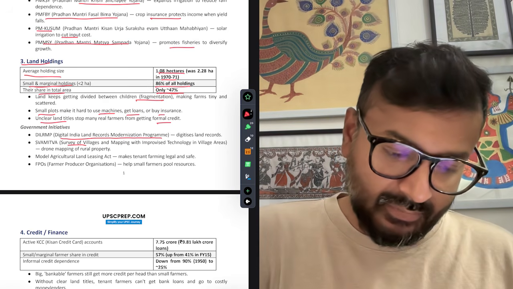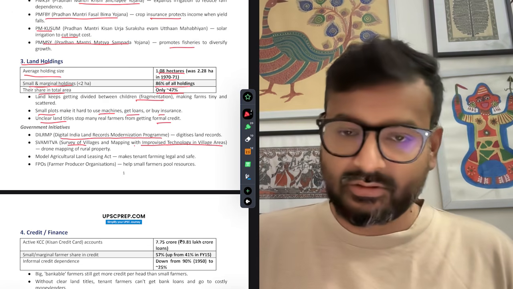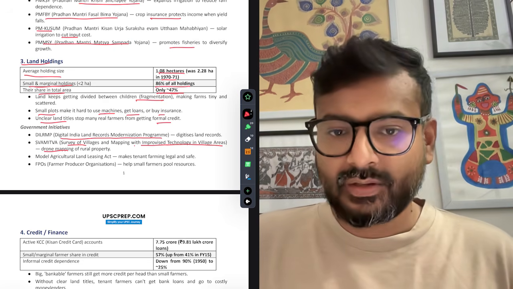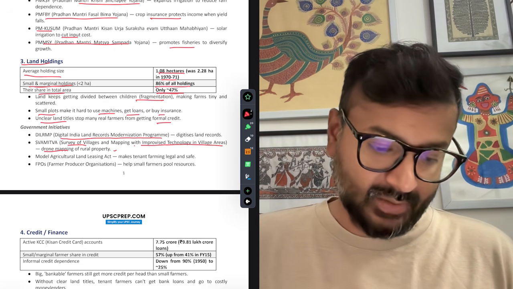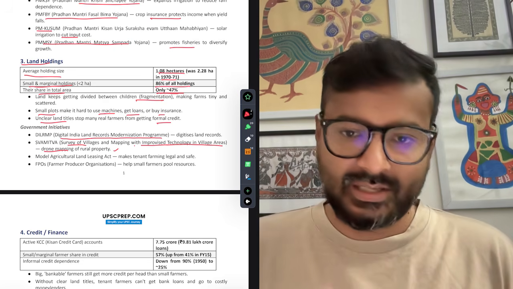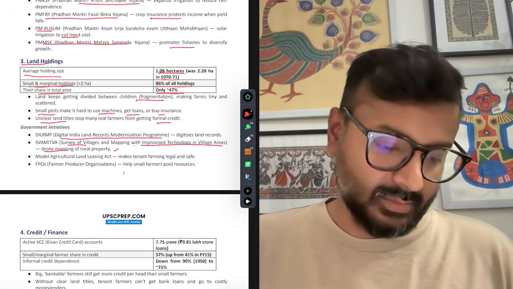There is a survey of villages and mapping with improvised technology in village areas, the Swamitwa scheme, where drone technology is used to do rural property mapping. Okay, so that is again one initiative which will decrease a lot of land disputes and give access to formal credit to a lot of farmers.